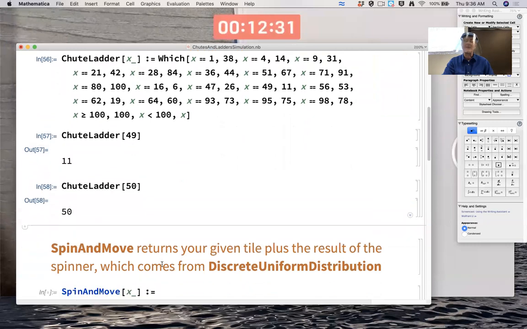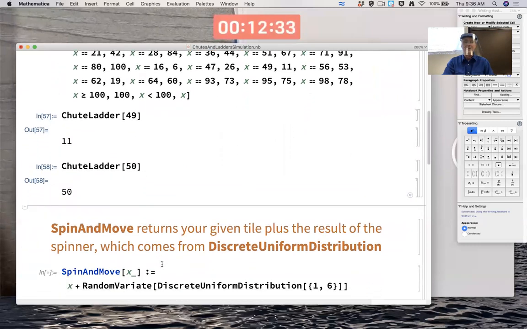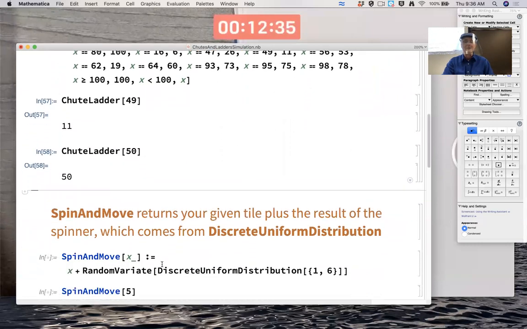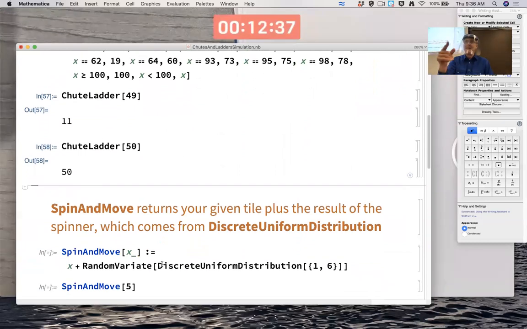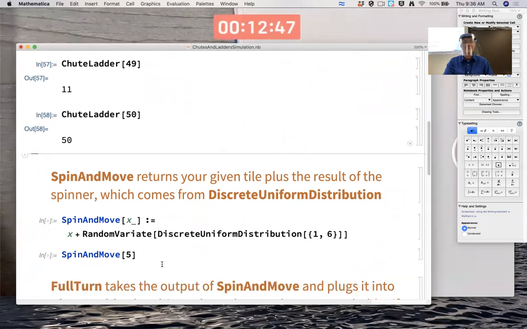Staying there, but I need to spin as well. Spin and move takes into account the fact that you're going to flick the spinner and get 1, 2, 3, 4, 5, or 6, and then move as well, not taking into account chutes and ladders.